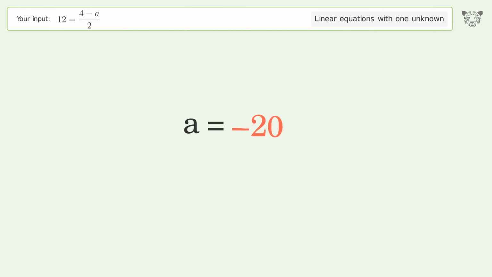And so the final result is a equals -20.